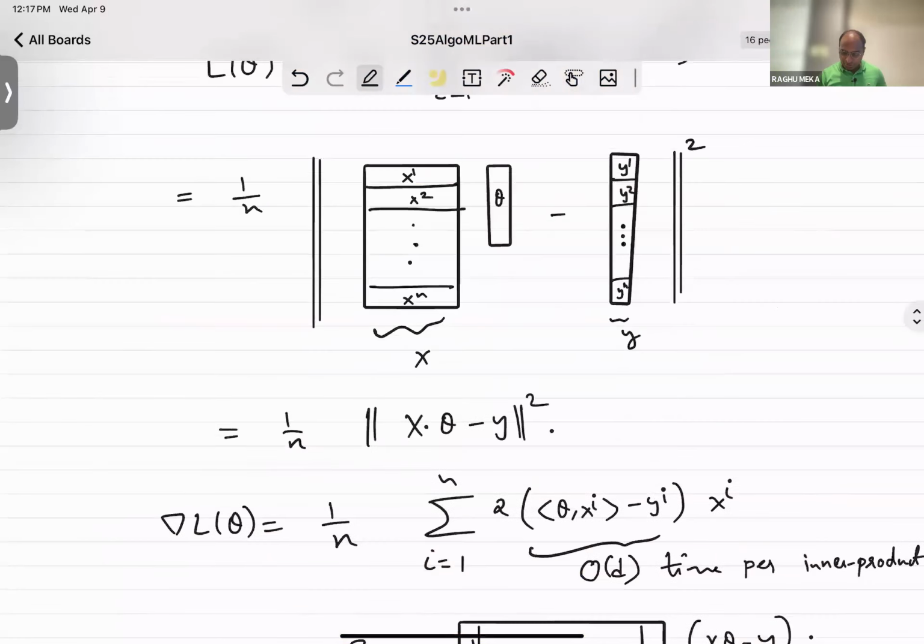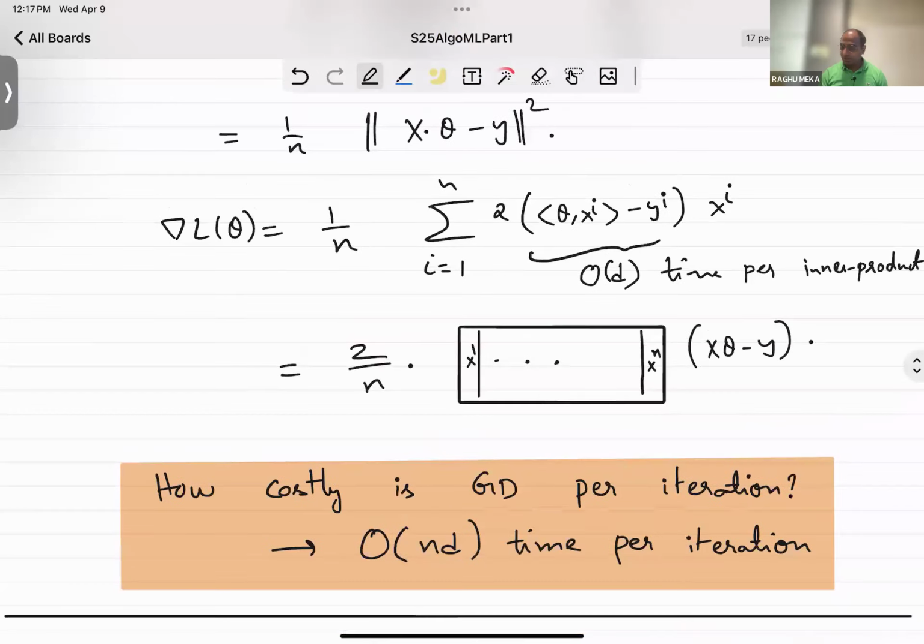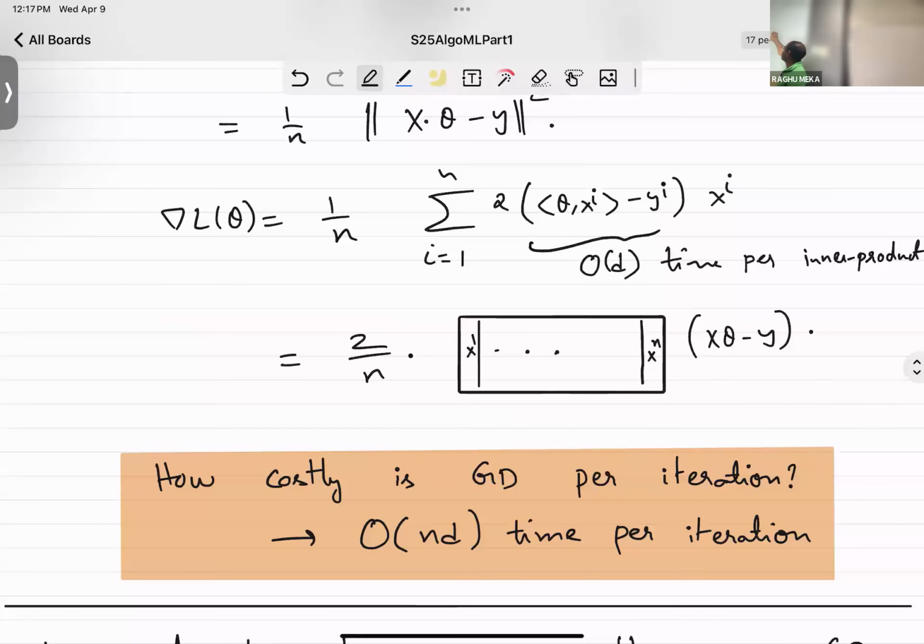All right. So the question was, why is it n times d? The reason is that you have d coordinates in this vector, and you have to add it up n times. Each addition takes d time, and you have n additions, so it becomes n times d.